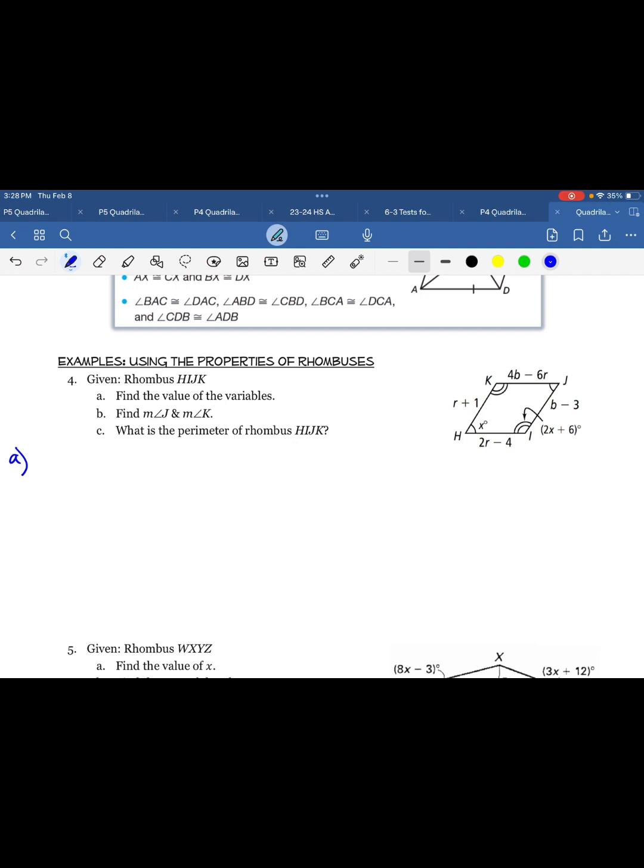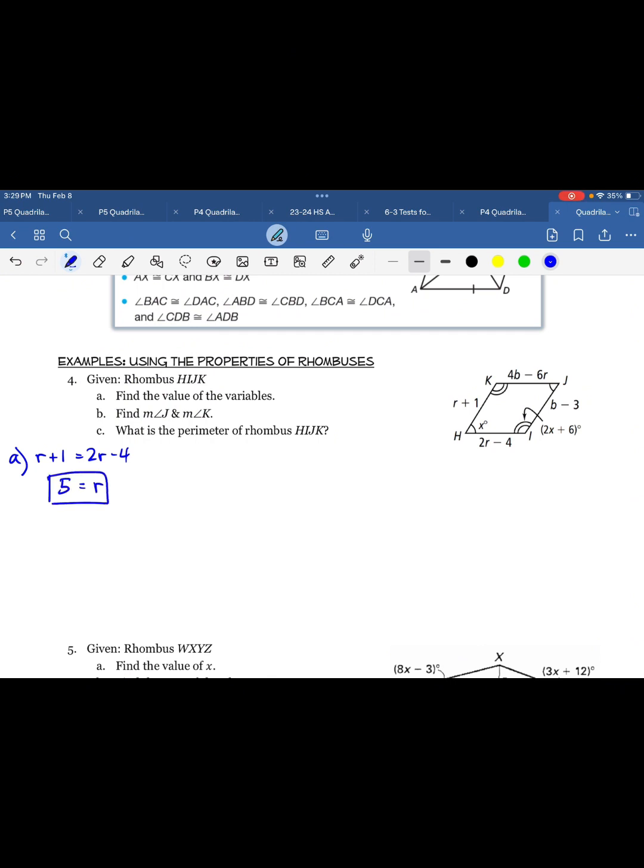Okay, and A, I'm going to just kind of set up what I know is to be the same. Now for a rhombus, what do we know about all of the sides? That they are all congruent. So really, if you know that this is congruent with this, then you can set those equal to each other. Once you find what one is, that can help you find the other one. So in this case, r plus 1 is equal to 2r minus 4.